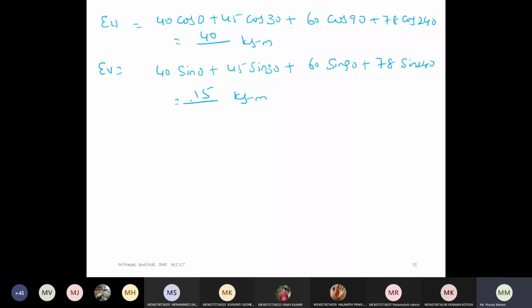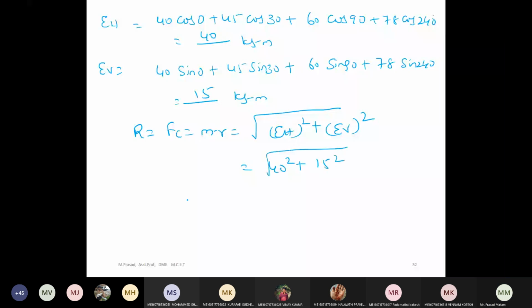Now let us go for the resultant force, which is equal to Fc, given by the product of M into R, which is root over sigma h square plus sigma v square, which comes around 40 square plus 15 square. Give me this answer. Sir, 42.72. 42.72 kg meter I am getting.